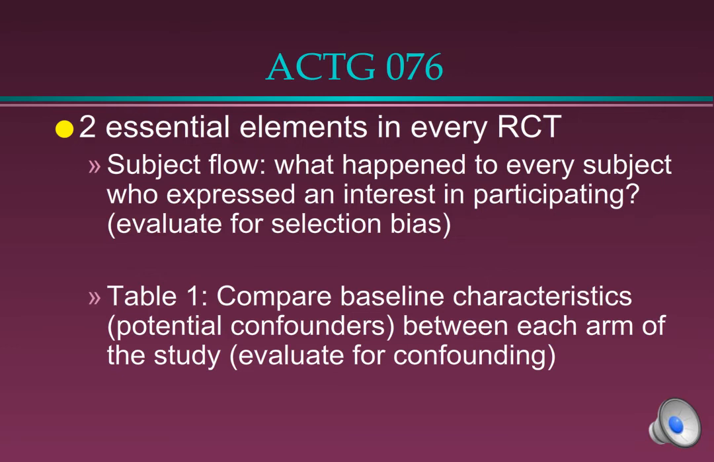Secondly, by convention, there's a table 1 in every study which is used to compare the baseline characteristics between each arm of the study, generally a treatment arm and a placebo arm, in order to be able to evaluate for confounding. So we're going to be talking about subject flow and confounding.